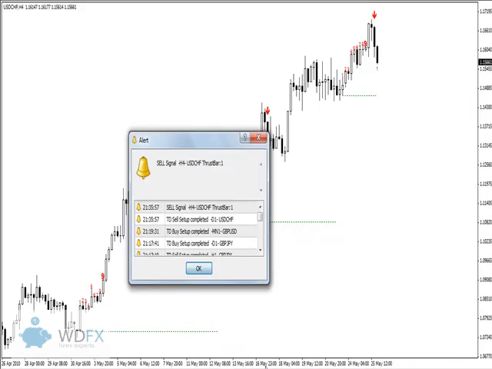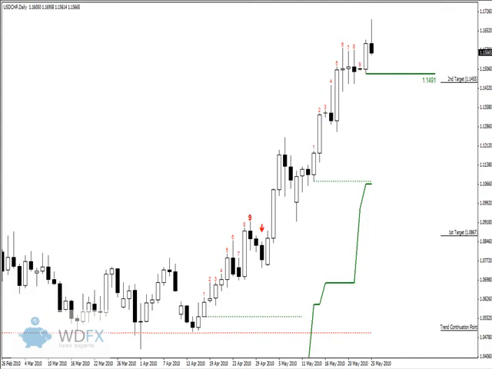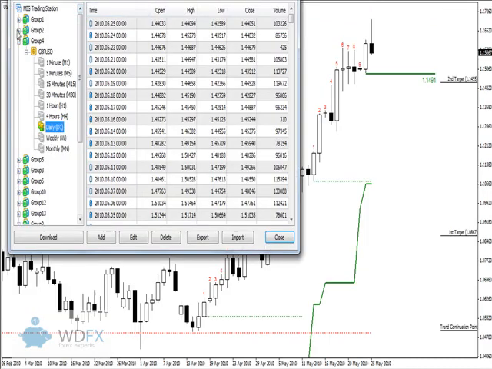We'll look also at the US dollar Swiss franc. If we just get rid of these Sunday bars.